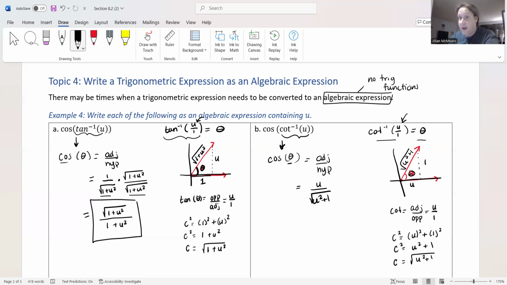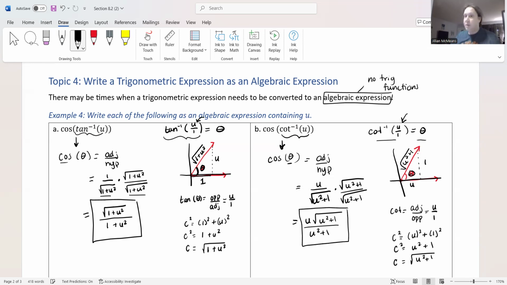Now we've taken all of the trig functions out of this expression. And if we rationalize this final line, we've got our expression. So we're going to multiply top and bottom by the square root of u squared plus 1. That makes my numerator u times the square root of u squared plus 1. And then my denominator, when I multiply the square root of u squared plus 1 by itself, I'm just left with the radicand, u squared plus 1. And that's it. It's a little trippy, it's a little weird.